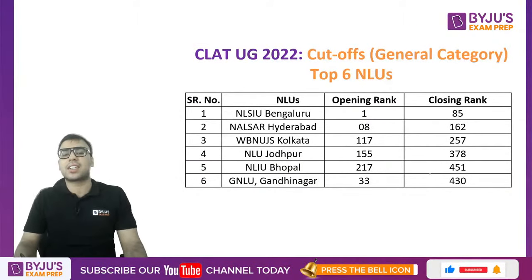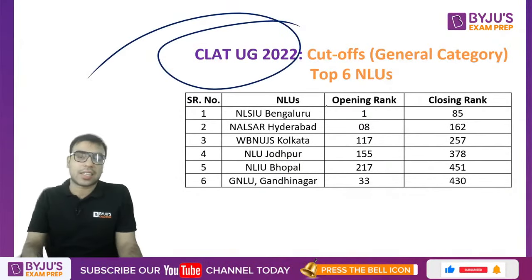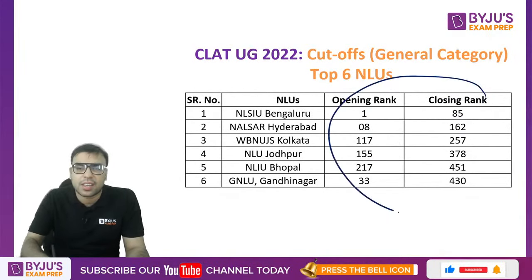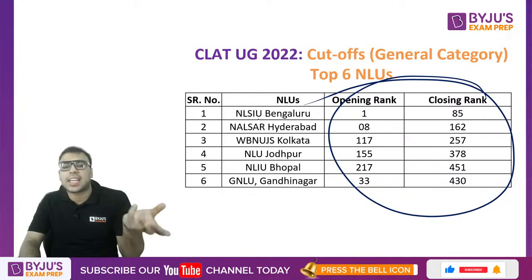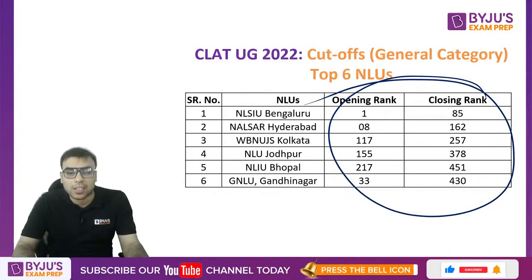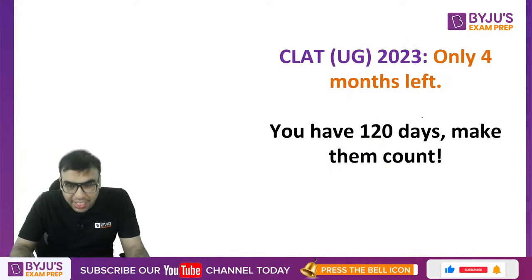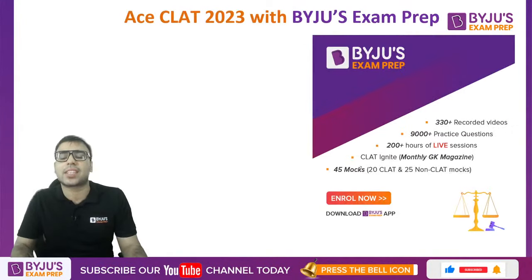So these are the categories, or you can say the cutoff for last year. You can see NLSIU Bangalore rank 1 to 85. Then Nalsar Hyderabad 8 to 162 rank. Then WBNUJS Kolkata 170 to 257. You can see the ranks in which people got selected. CLAT is merit based, of course. Ayushman, it's a merit based exam. Yes, you have 120 days. Make them count. Work hard.